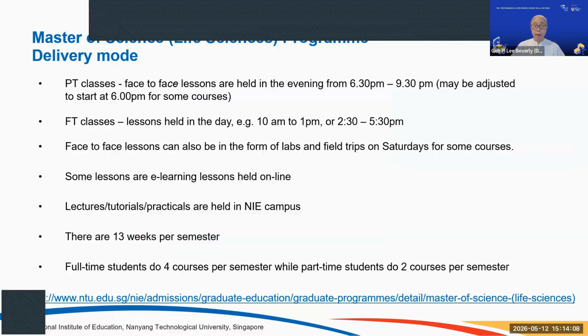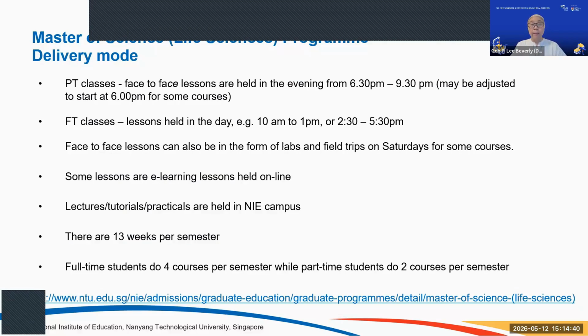So what is the delivery mode like? What can you expect to attend? The classes that you're going to be attending if you are enrolled in the program. For part-time program students, you have 2 evening classes in a week. Part-time classes are face-to-face lessons held in the evenings. Our class times are 6:30 to 9:30. It may be adjusted to start at 6 if the entire class is available.